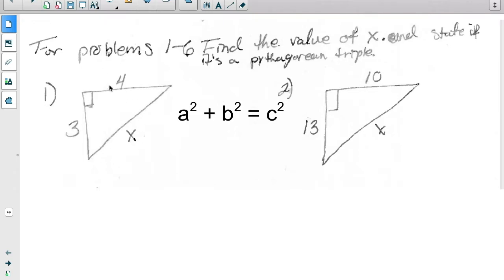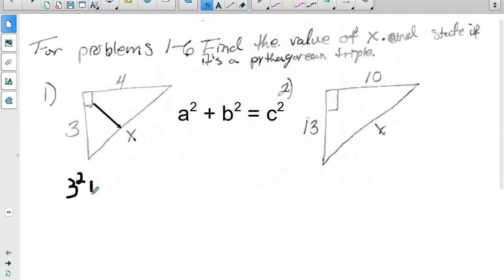Now, if we look at problem number 1 here, we have side lengths 3, 4, and x. Because x is opposite the right angle, that makes it the hypotenuse, which for us here means it is the value of c. And because it is a right triangle, I can use the Pythagorean theorem on this triangle to solve for x.